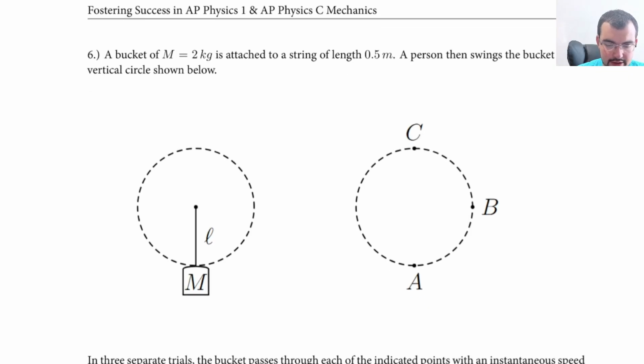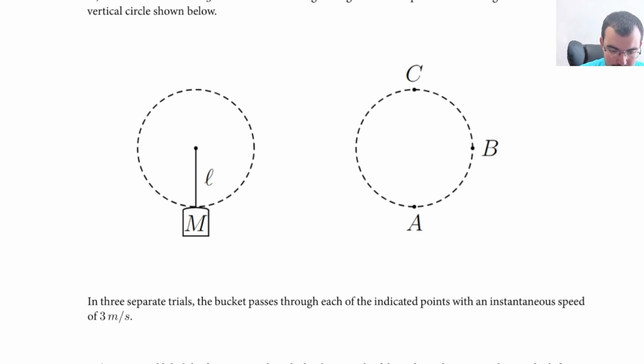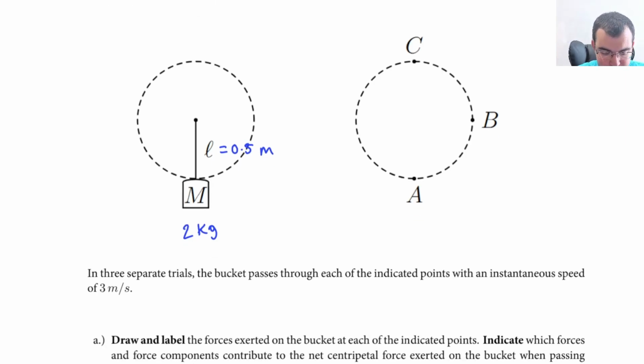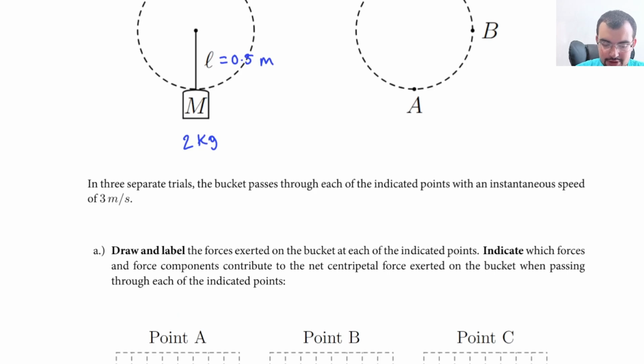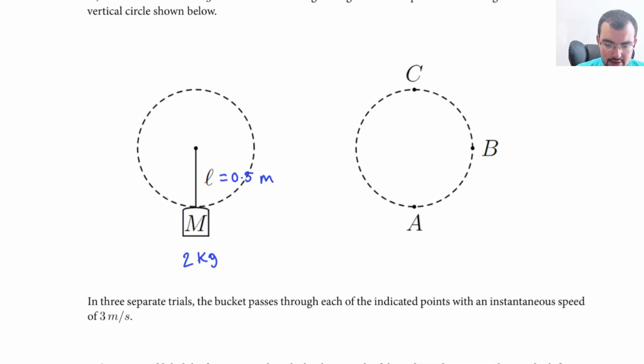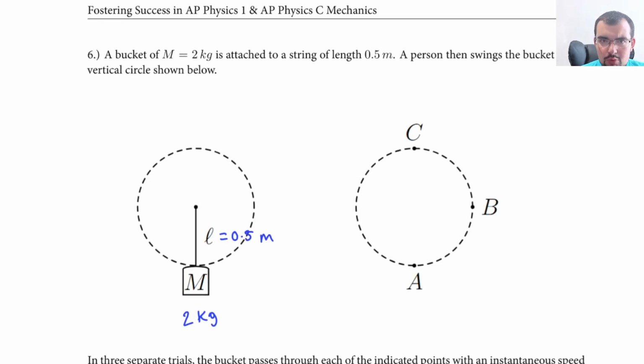Now we have a vertical circle to deal with. So we have a bucket that's attached to a string of length 0.5 meters. The mass is 2 kilograms. A person then swings the bucket in a vertical circle as shown. In 3 separate trials, the bucket passes through each of the indicated points with a speed of 3 meters per second. Kind of weird wording by me.